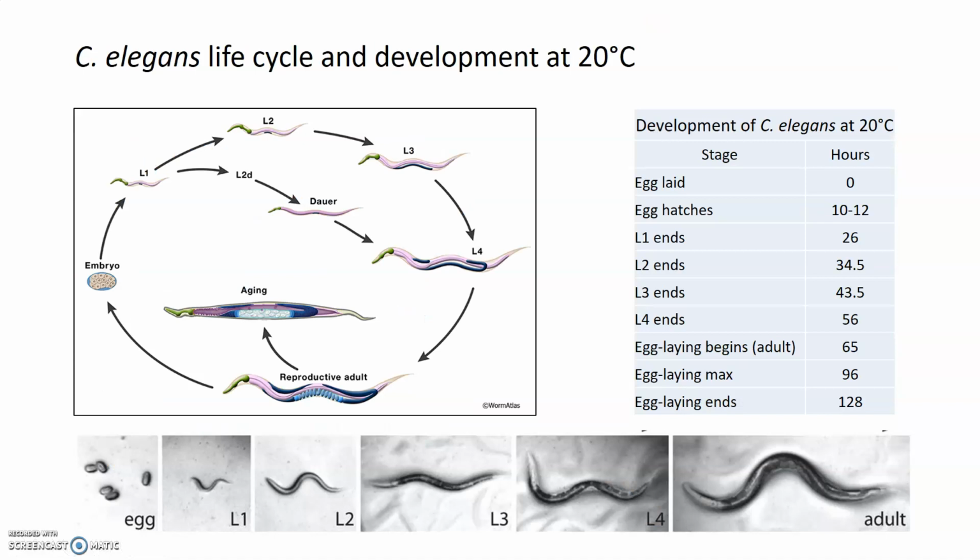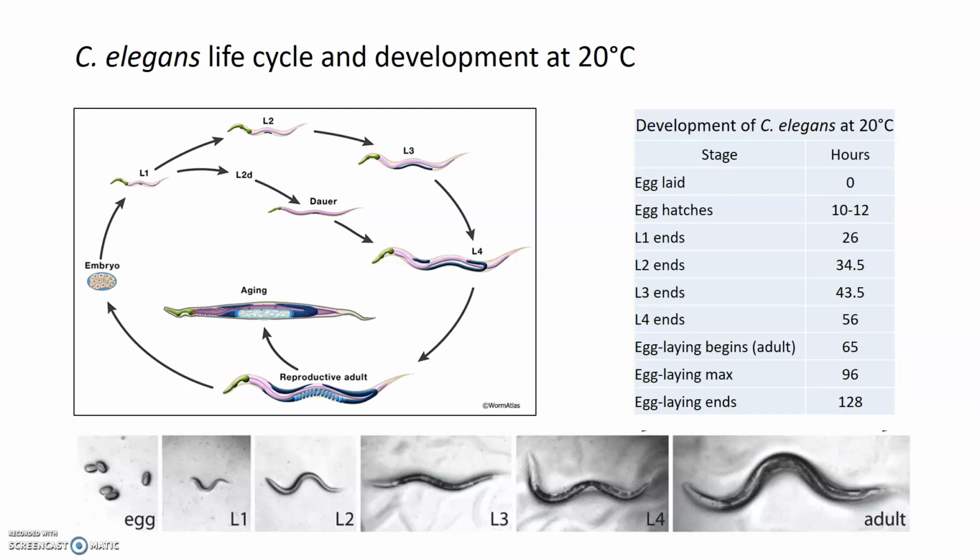C. elegans' life cycle has been well documented, and their development at specific temperatures has also been well documented, and it's highly, highly predictable. So the time of each developmental stage is highly predictable. The size of the worm at each developmental stage is highly predictable. And so you can actually plan experiments by calculating the number of hours after egg laying.